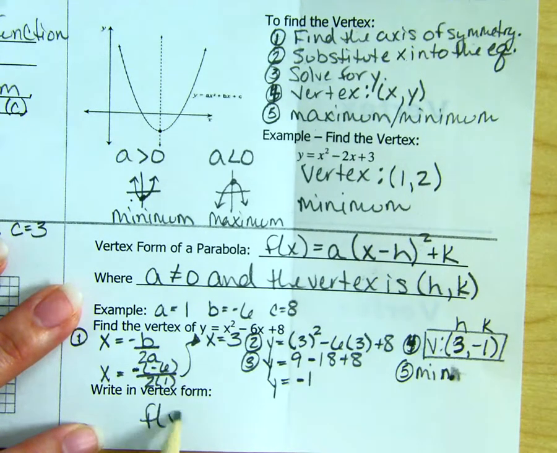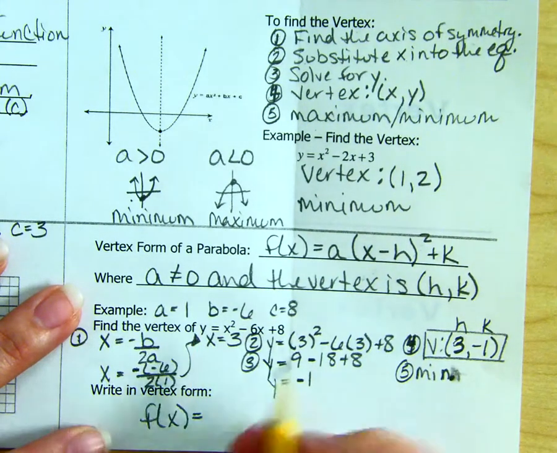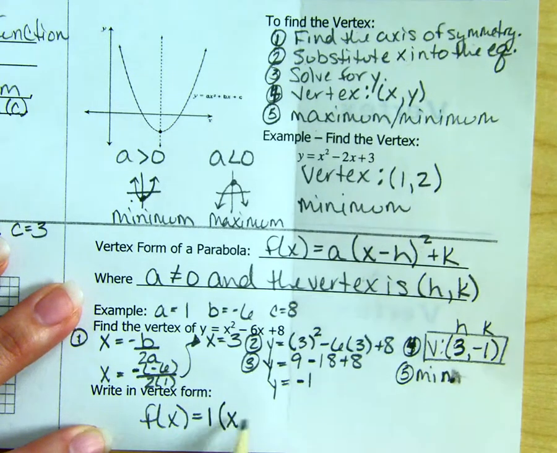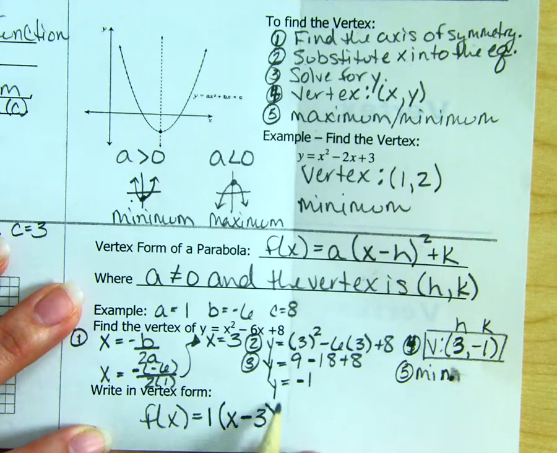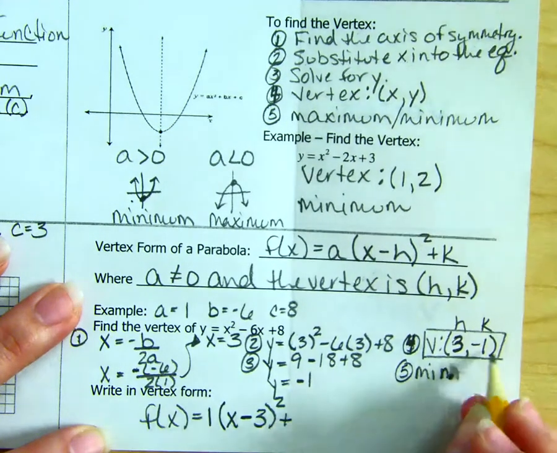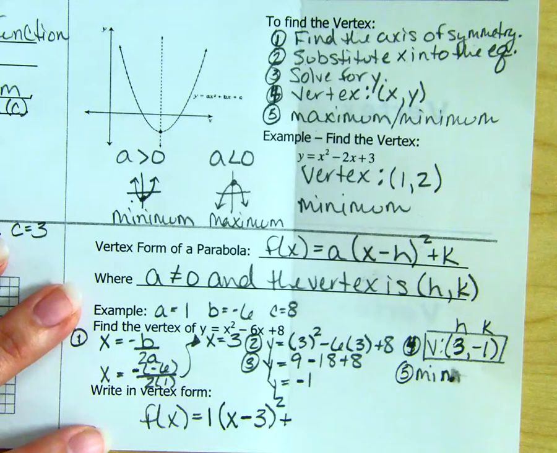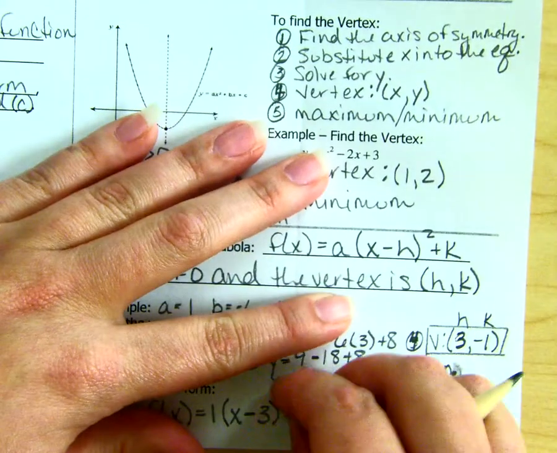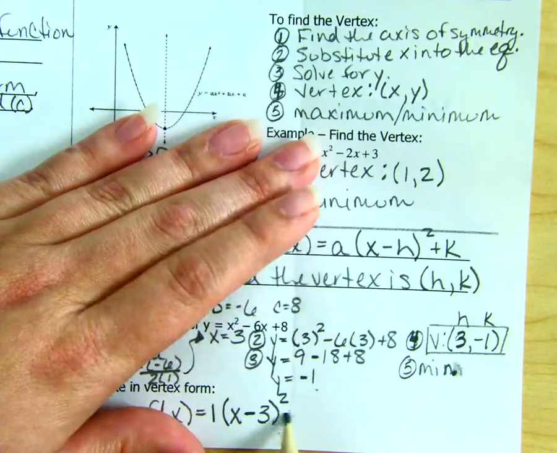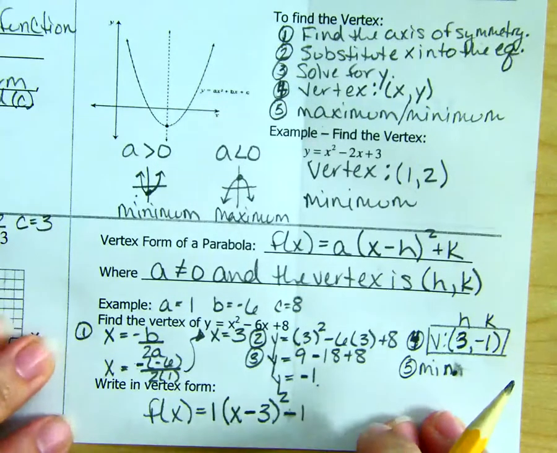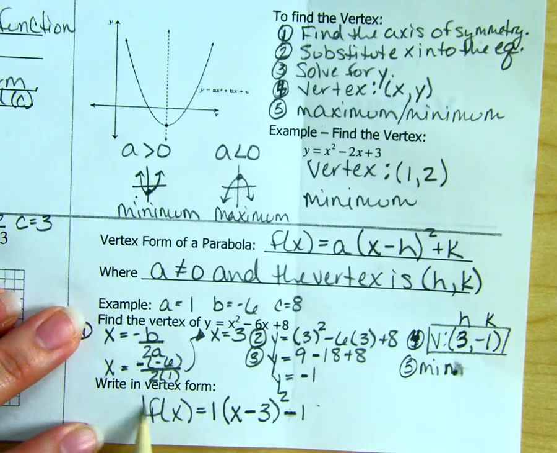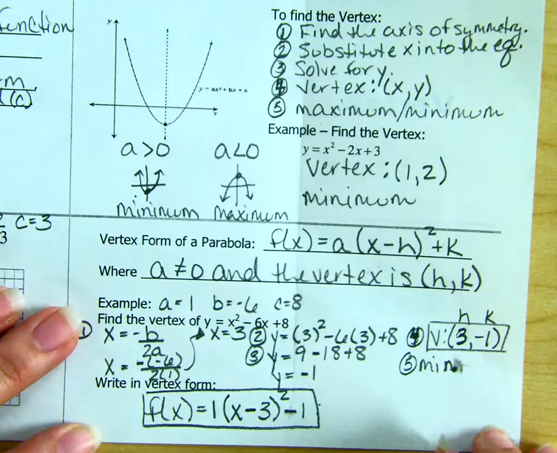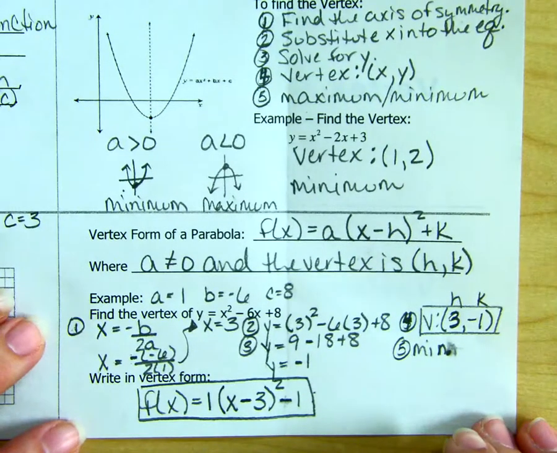So f of x equals a, and in our case a is 1, times the quantity x minus 3 squared, plus my k value, which in this case is a negative 1. So do I need to show that plus sign? Nope, I can just write minus 1. No double signing. Don't put plus minus. That's awkward. And this is vertex form of that equation. Again, we're not going to spend a whole lot of time on this right now. It's just something I thought you needed to see.